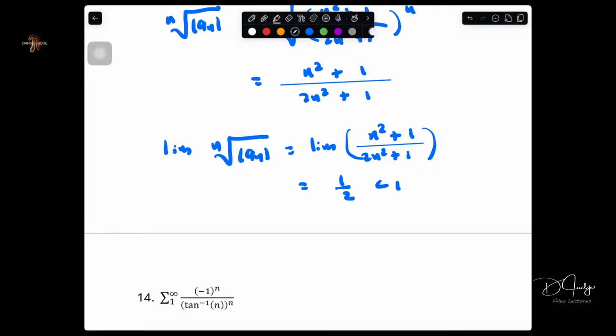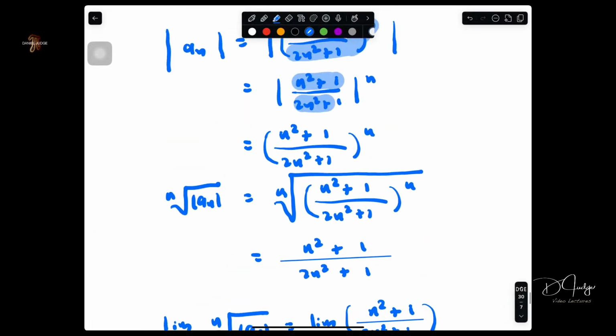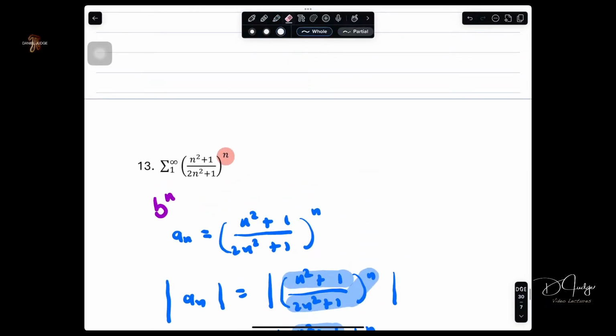And again, this is what we're looking for, that this is smaller than 1. Okay, this is your finite value of 1/2, smaller than 1. We get convergence. Now, this is convergence here by the root test.